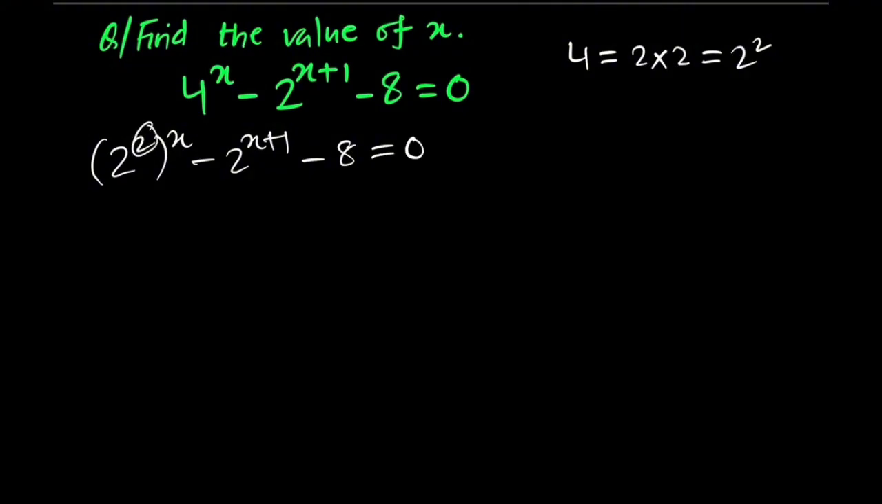Next, I want to exchange 2 and x. I want to take 2 outside and bring x inside. So (2 raised to x) raised to 2 minus 2 raised to x plus 1 minus 8 equals 0.